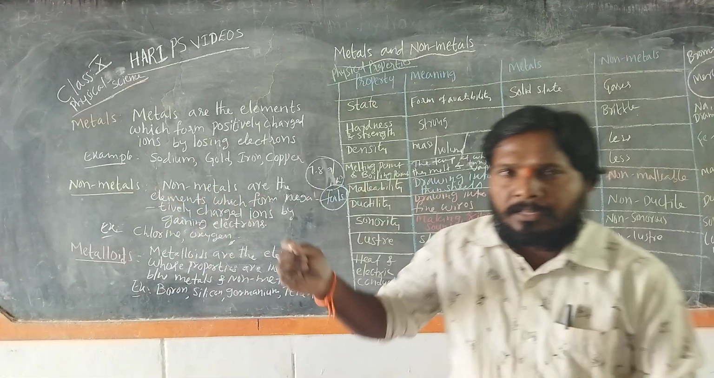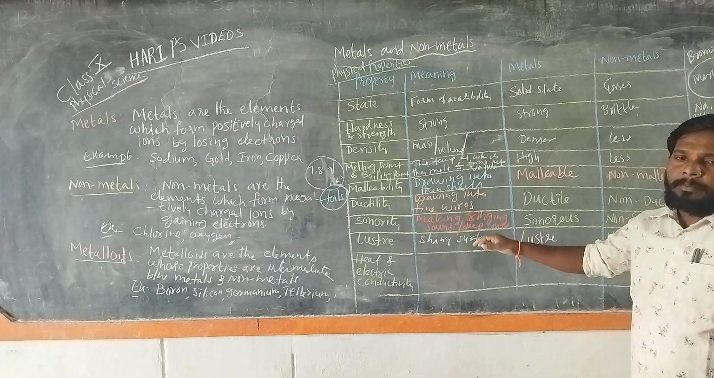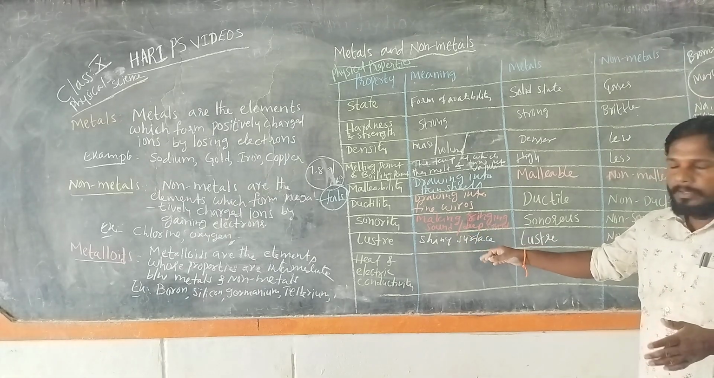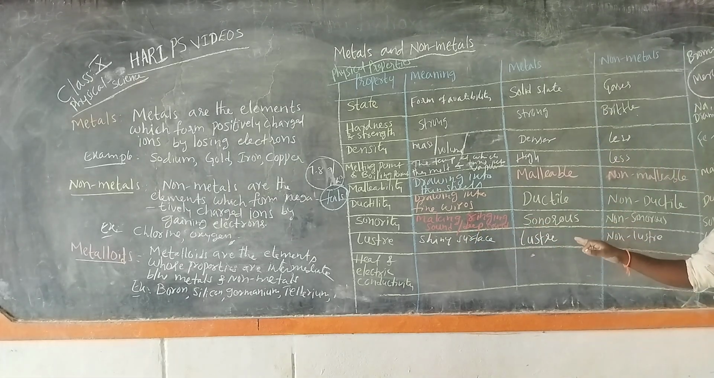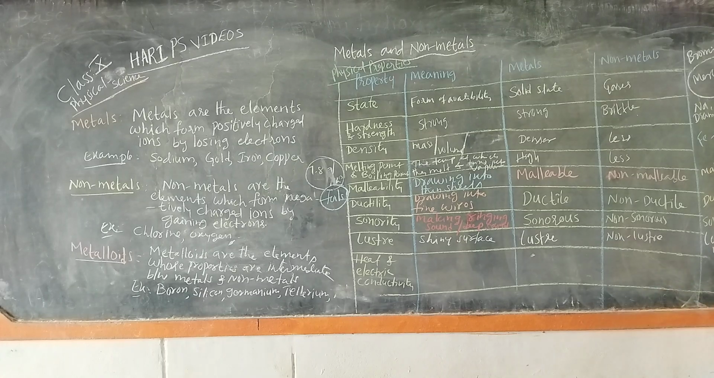Luster is the property of a material having a shiny surface. So metals have shiny surfaces, and they have the property of luster, whereas non-metals are non-lustrous. Those materials having shiny surfaces are called lustrous materials.